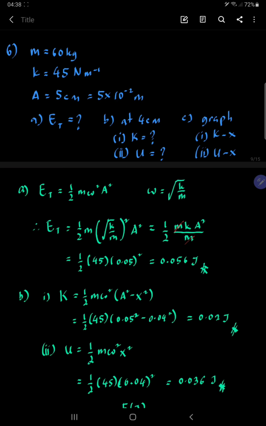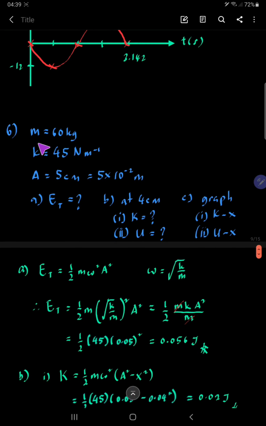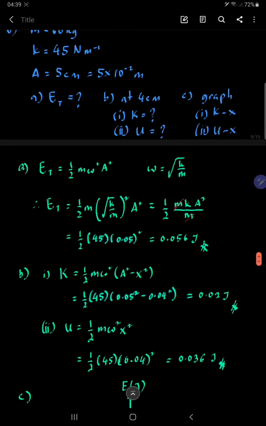They ask you to calculate the total energy, the kinetic energy and the potential energy at a displacement of 4 centimeter, and then they ask you to sketch a graph of kinetic energy against displacement, also the potential energy against displacement. Right, so based on the info given just now, they ask you to calculate these three things.